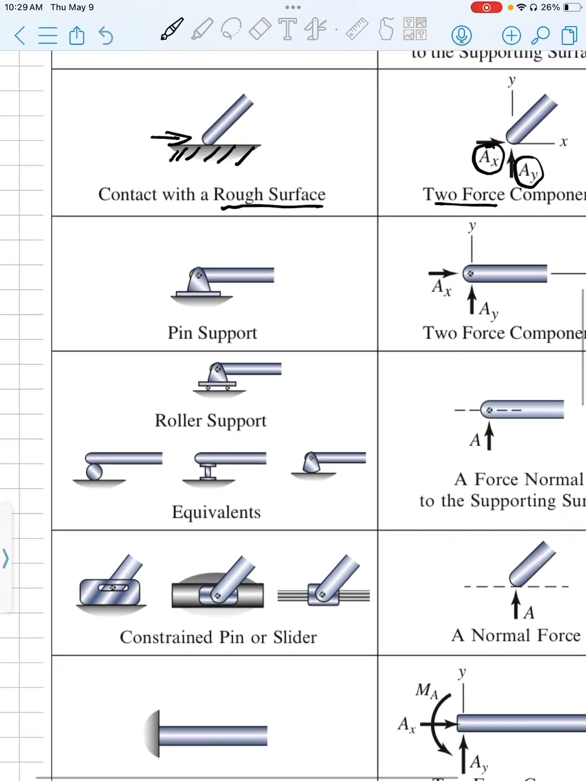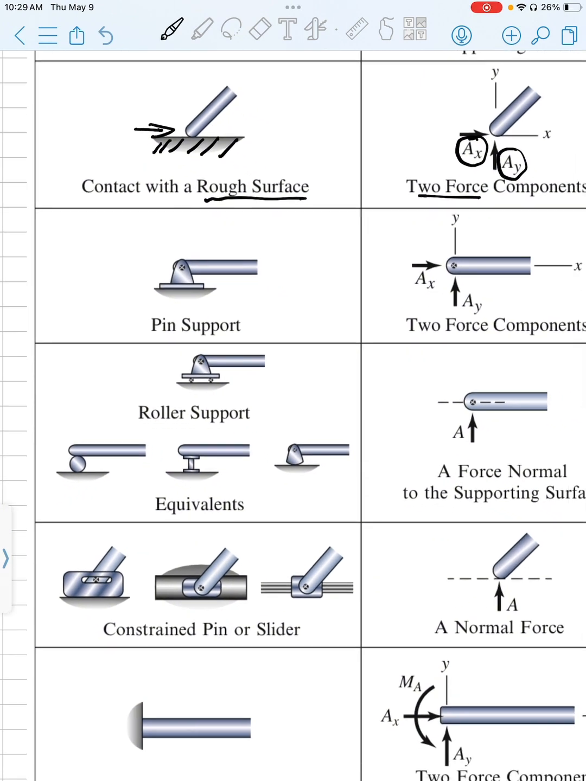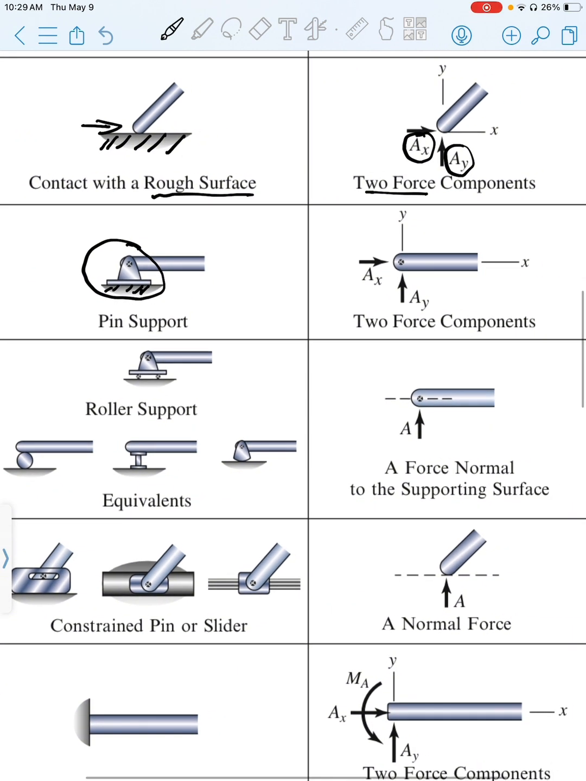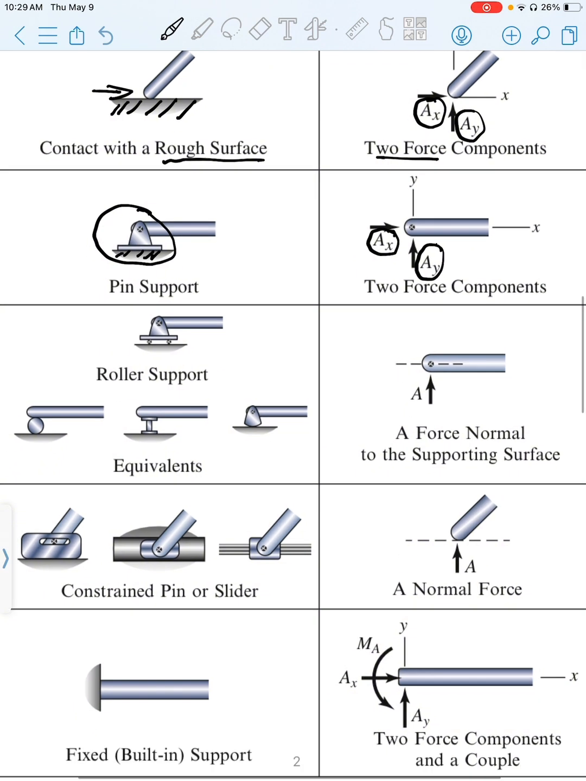Okay. We have the pin support. That was also in the last video, which is really important and comes up a lot. Pin support is tied to the ground. That means it has two forces, one in the x direction, preventing the rod from going to the left or the right, and one in the y direction, preventing it from going up or down. So that's why we have two forces in any pin support.